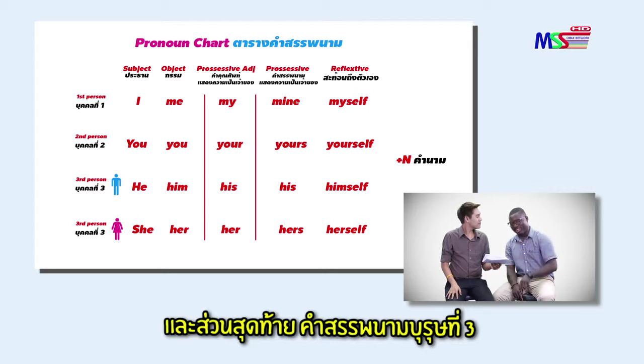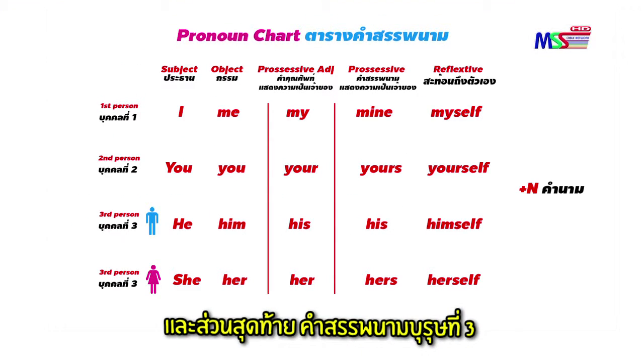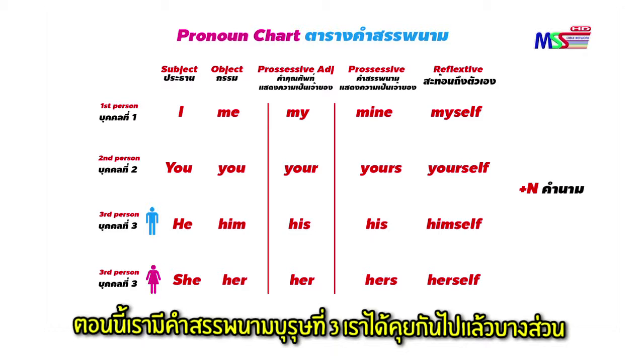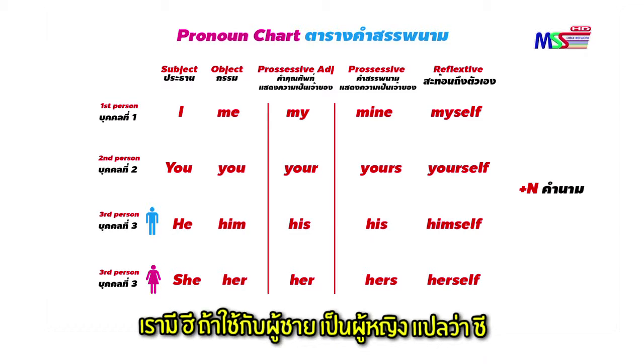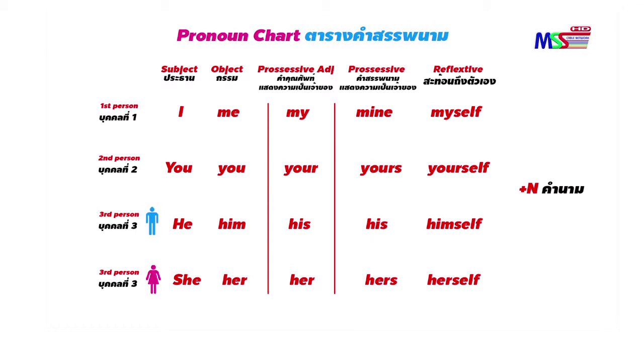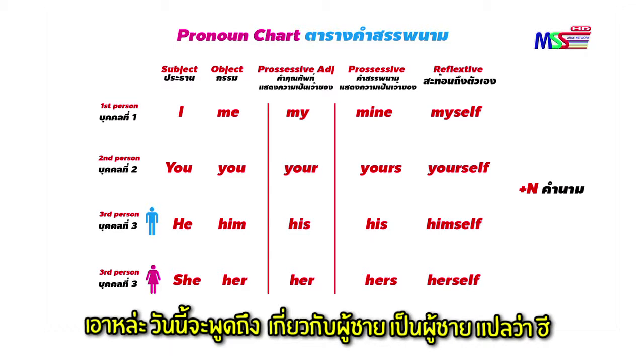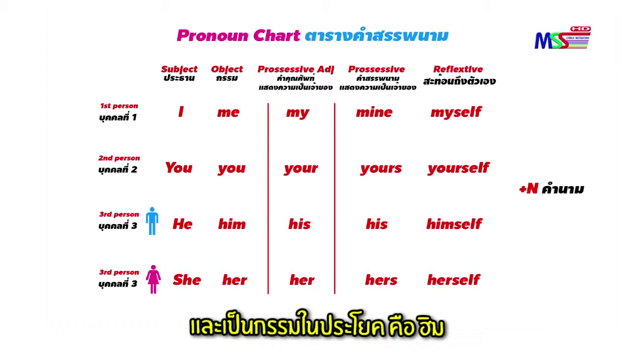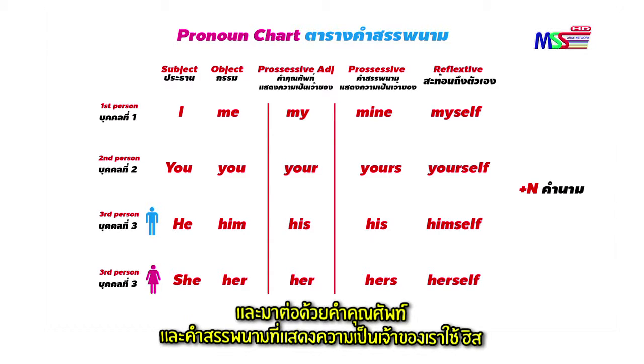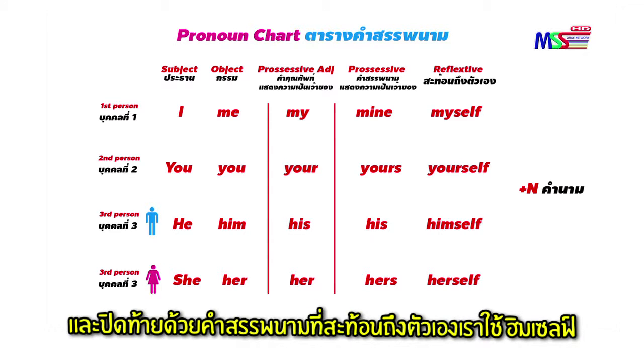Is it difficult? ไม่ยากครับ The last one is the third person pronoun. Now, the third person pronoun we already discussed some of it. We have he, if it is a male; เป็นผู้หญิงแปลว่า she, เป็นผู้ชายแปลว่า he. So today we are talking about ผู้ชาย, เป็นผู้ชายแปลว่า he. And then the object pronoun is him. And we have the possessive adjective is his, and then the possessive pronoun is his. And then the reflexive is himself.